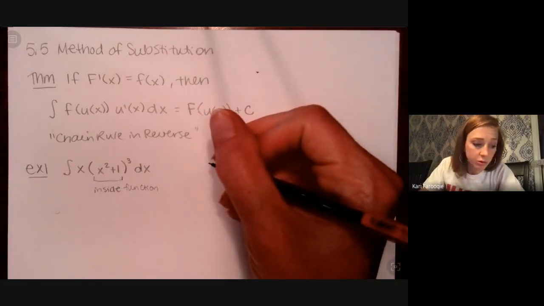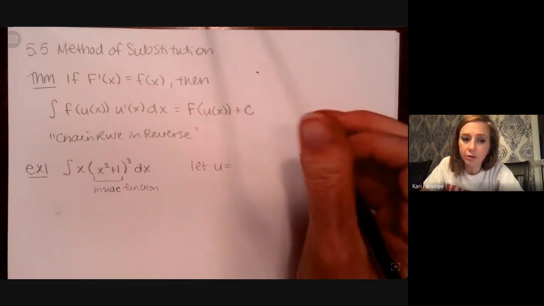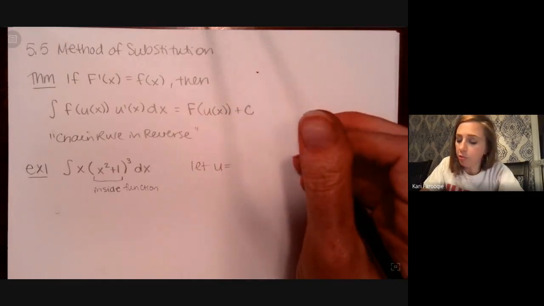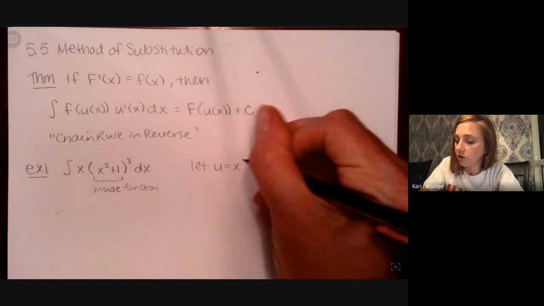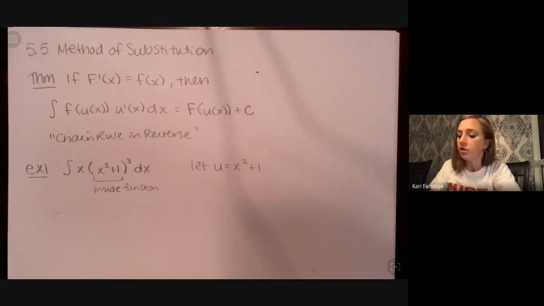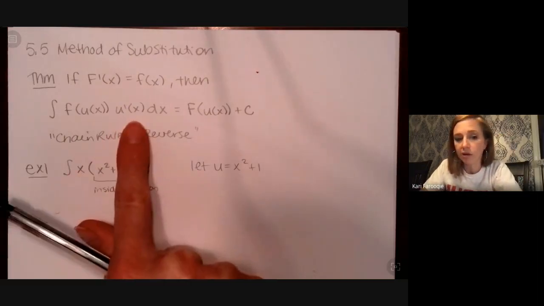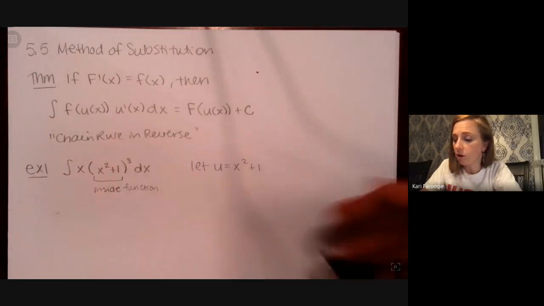So here's where the u substitution comes in. You're always going to let u be your inside function. So it's really important that you're able to properly identify that. So in our case, u is going to be x squared plus 1. And what I need to find here is inside this integral, I need a u prime of x dx. I need to force it to be there.